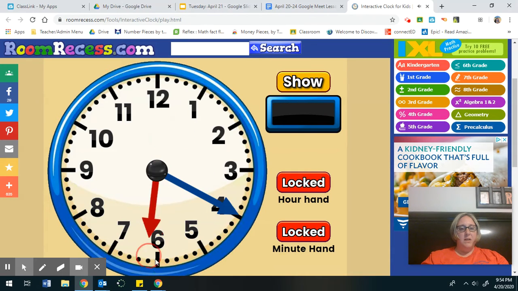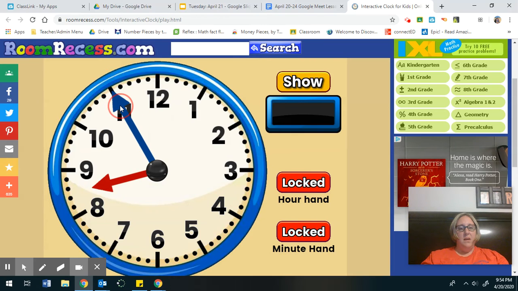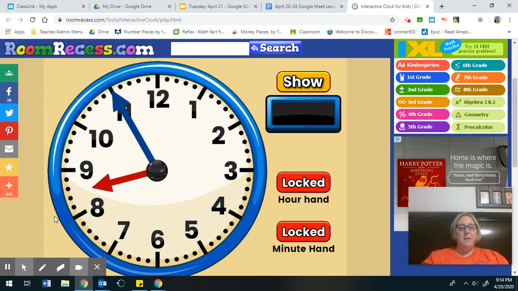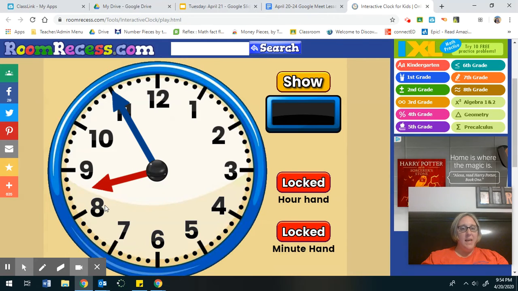Let's look at another time. My hour hand's going to move. Let's say it moves here in between the 8 and the 9, and the minute hand moves to the 11. Again, the short hand tells me the hours. It's between the 8 and the 9, but it hasn't touched the 9 yet, so I know that the hour must be 8. Now I need to know the minutes.